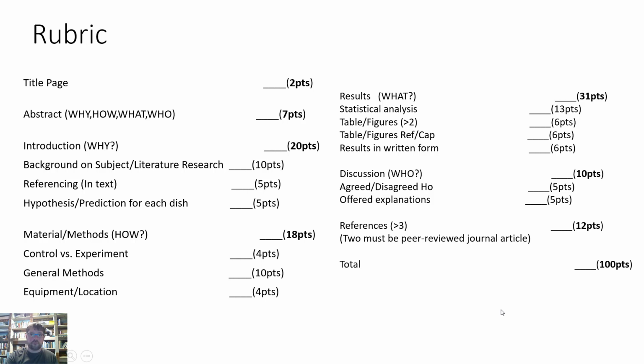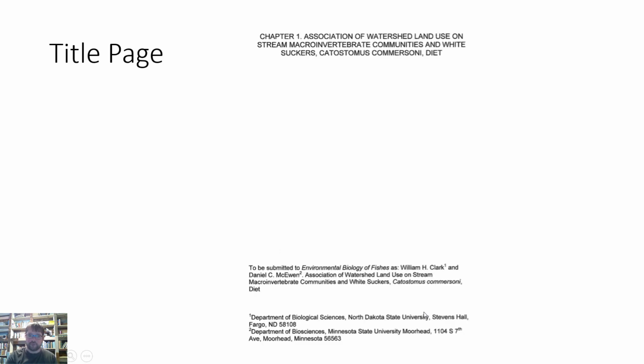Okay, so let's look at each one of these main sections, and I'll talk about the components underneath them. The first one is the title page. The title page is not worth very many points, but it's fairly easy and important to do. First of all, you need a title that describes whatever the study is that you're going to be presenting.